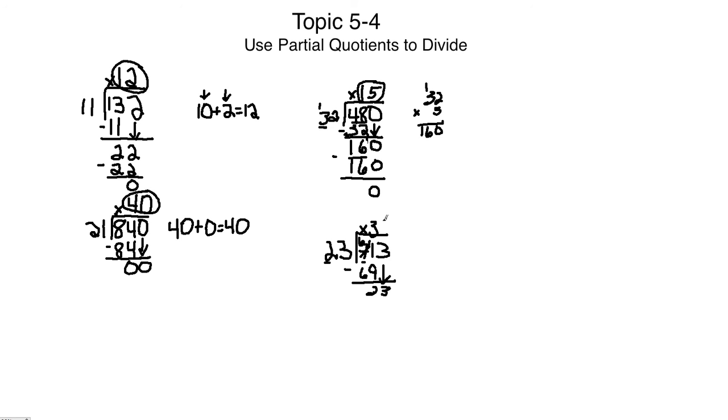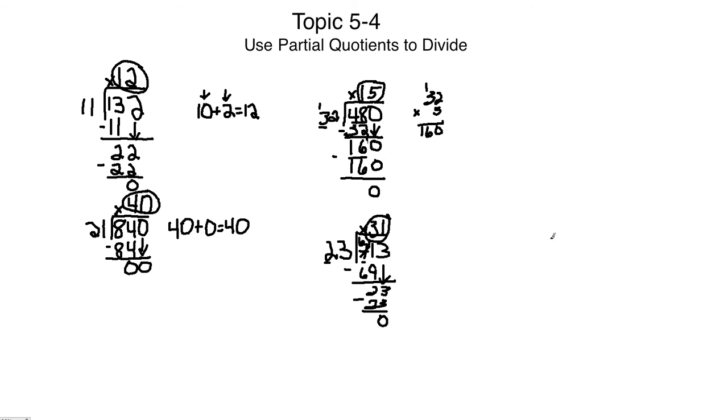23 goes into 23 one time. 1 times 23 is 23. Subtract. And you terminate it. So what are the partial quotients? It would be 30 plus 1, which your final quotient is 31.